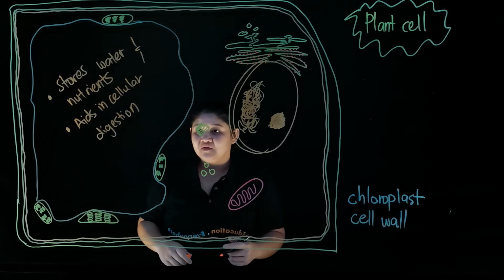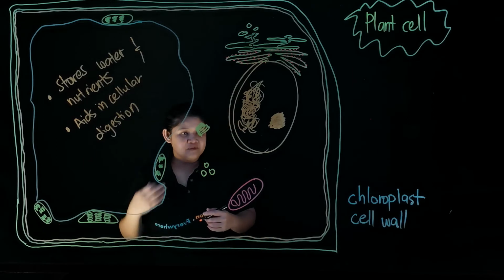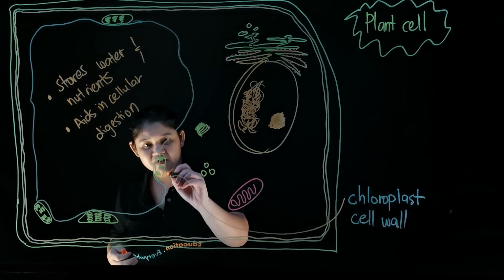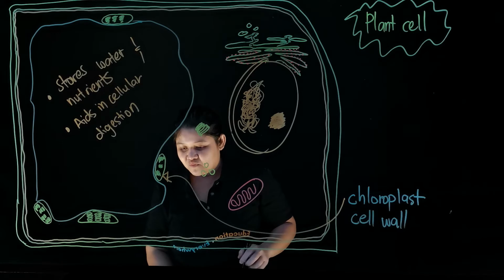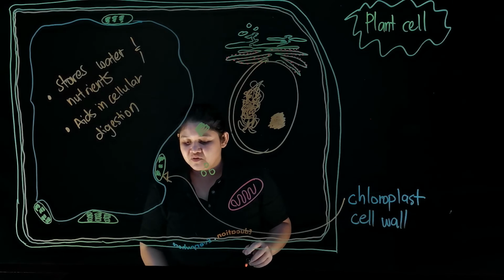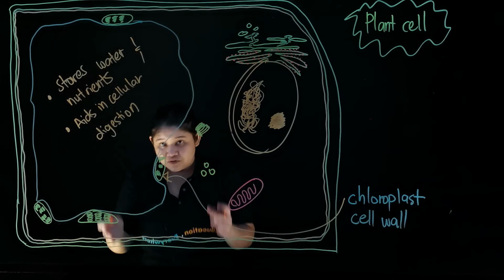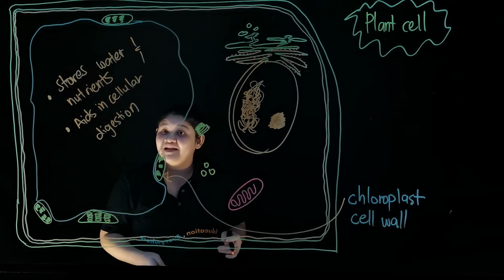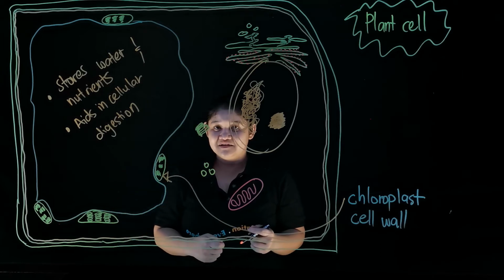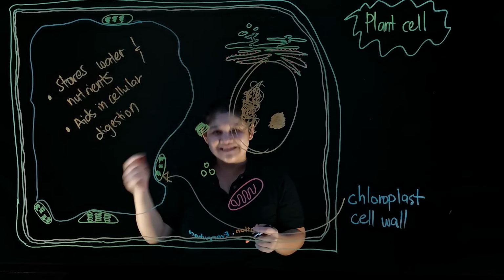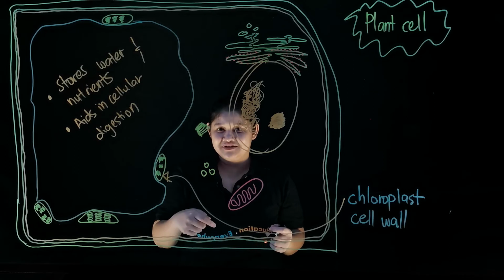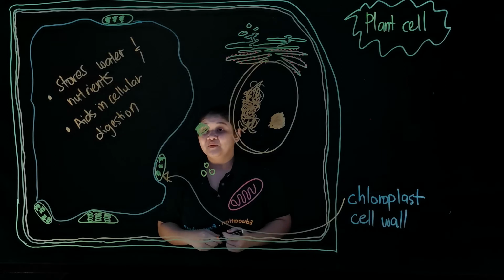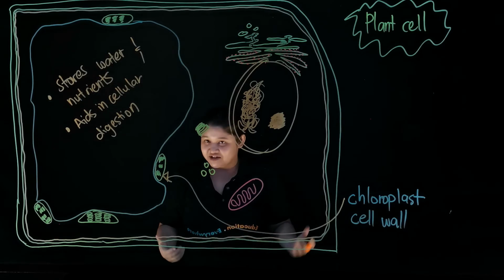Now, the thing that animal cells don't have and plant cells have is the chloroplast. As you know, it is in plant cells only. What it does is take the energy from sunlight and turn the energy into food, in a process called photosynthesis. We will dive deeper into that in another chapter.